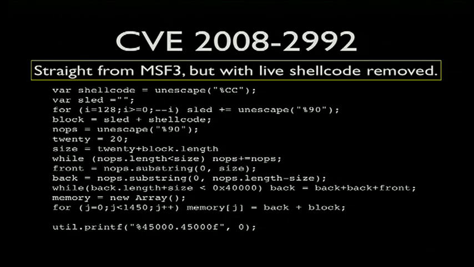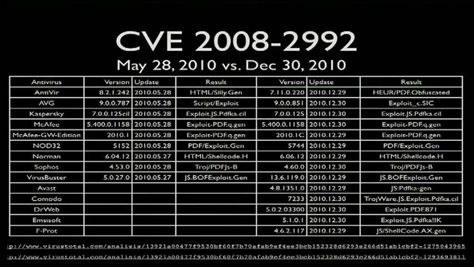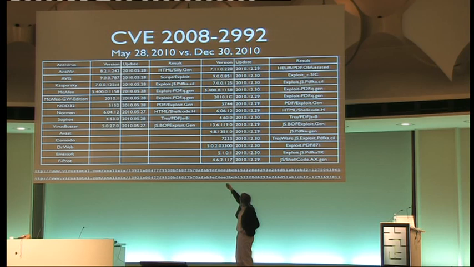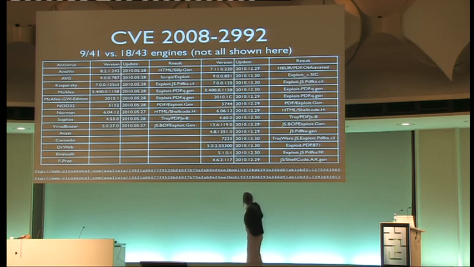Anyway, this is the code I stuck into a regular PDF. Back in May I uploaded it, and only 9 out of 41 antivirus programs detected anything, and most of them were generic signatures. You can see it's the heuristic stuff, gen. This morning I uploaded the file again, and now it does 18 out of 43, and I ran out of space here, but there's a few more after this. And so it's gotten a bit better.